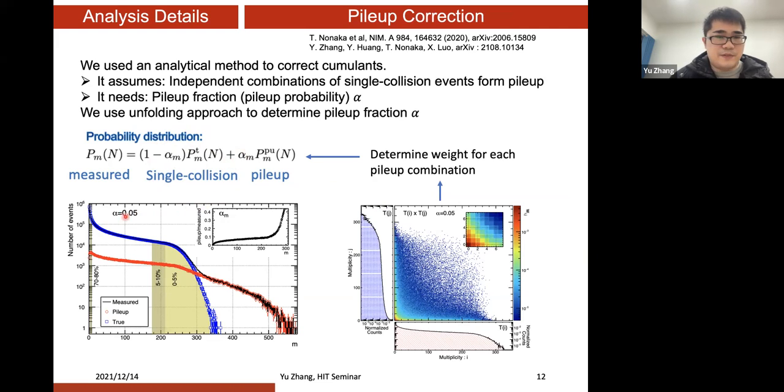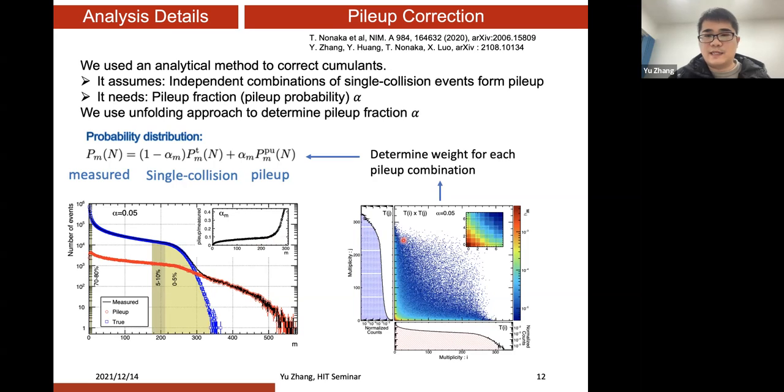And on the bottom is the simulation. It's a simulation with alpha equals 0.5. The blue lines and the red lines are the single collision distribution and the pileup distribution. You see the right top plot is alpha, the pileup fraction, as a function of different reference multiplicity. The fractions are largest at central collisions.